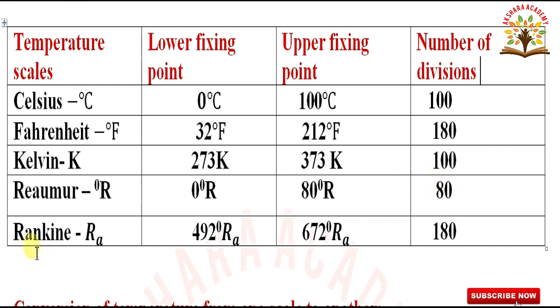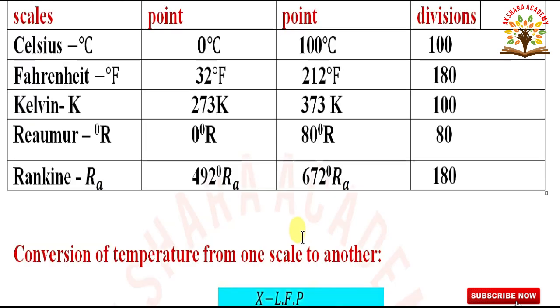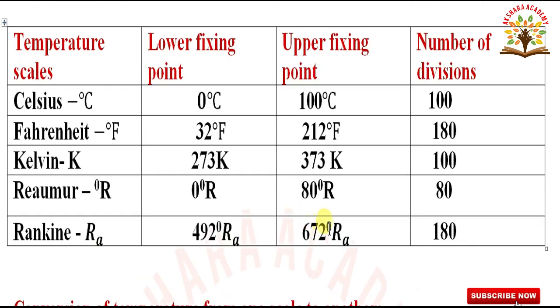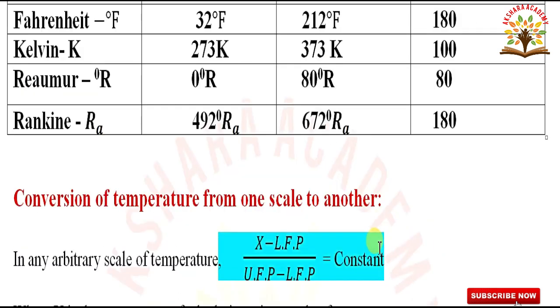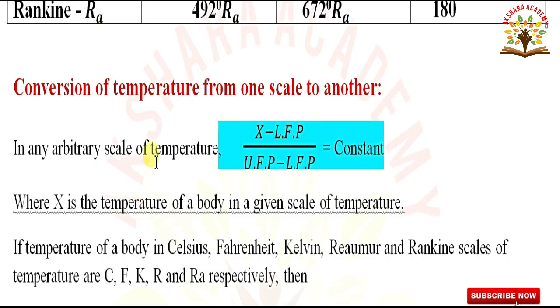Next, last one, Rankine, letter RA. The lower fixing point of Rankine is 492 degree RA and the upper fixing point of Rankine is 672 degree RA. Number of divisions in Rankine is 180. Now, conversion of temperatures from one scale to another.